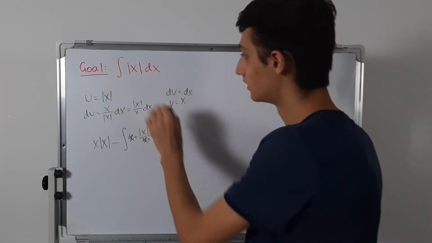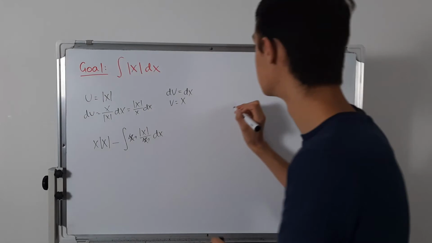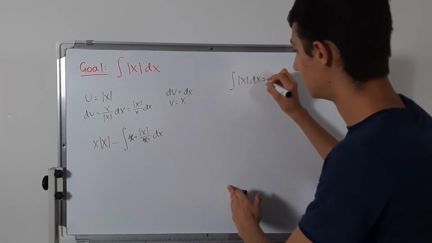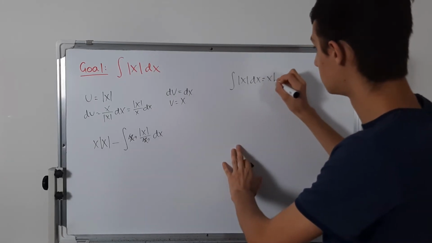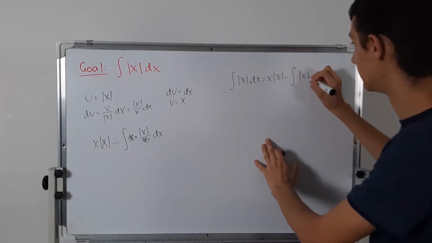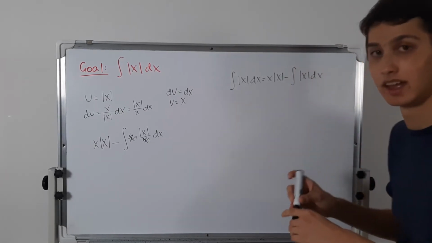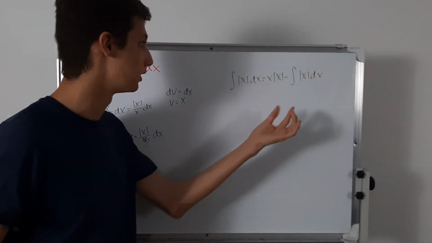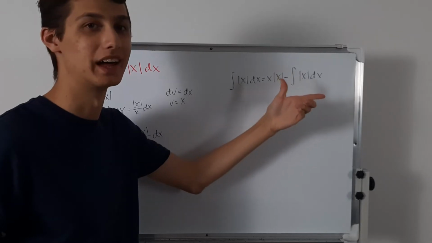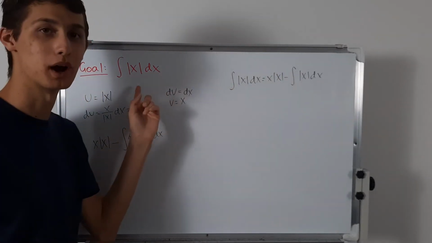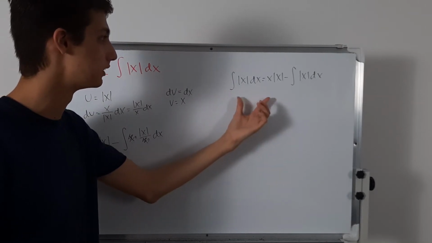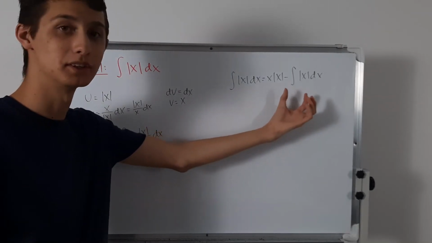So let me write this first. We have the integral of the absolute value of x dx. This is equal to x times the absolute value of x minus the integral of the absolute value of x dx. Now you might think, okay, we just need to evaluate this, but wait, we don't know how to do that. But in fact, that's our original problem. And we have this equation here. This integral is equal to this expression minus the same integral.